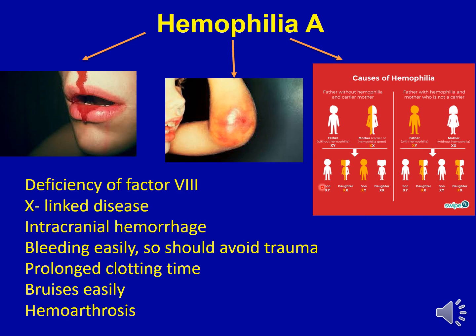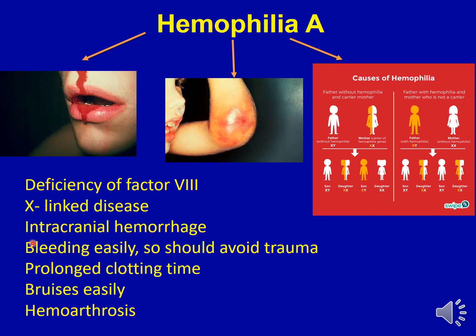It is an X-linked disease, and it is usually characterized by excessive bleeding on trauma. So there is bleeding easily, so they should avoid trauma. They have what is called prolonged clotting time. The time needed to form the blood clot is prolonged. They have easy bruises on minor trauma. So usually there are subcutaneous bruises under the skin, and there is hemarthrosis, which is bleeding in the joint.